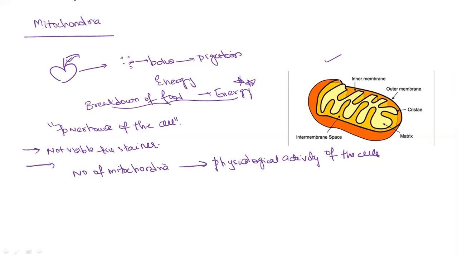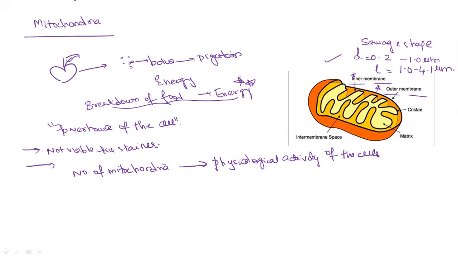Okay, and it is usually sausage shaped. So here you can see that it is sausage shaped or cylindrical, and the diameter is 0.2 to 1 micrometer, and length is 1.0 to 4.1 micrometer. Each mitochondria has two membranes. It has an outer membrane and inner membrane. Always remember that there are two membranes in the mitochondria, outer membrane and inner membrane.